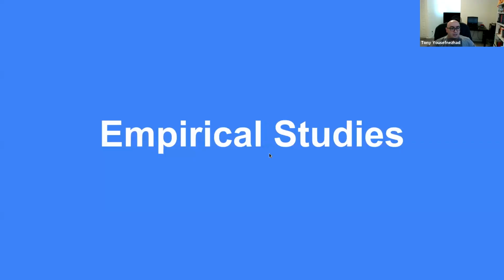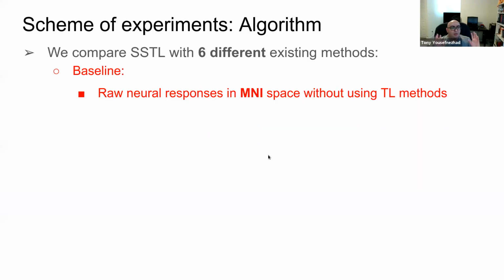Let's see the data set right now. So, empirical study. Our method is compared with 6 different methods. First, the raw neural response in MNI. MNI is a space with a standard brain size for all subjects, without doing any TL or transfer learning methods. Here we want to see how the neural response works without any functional alignment or other transfer learning approaches. This is our baseline.